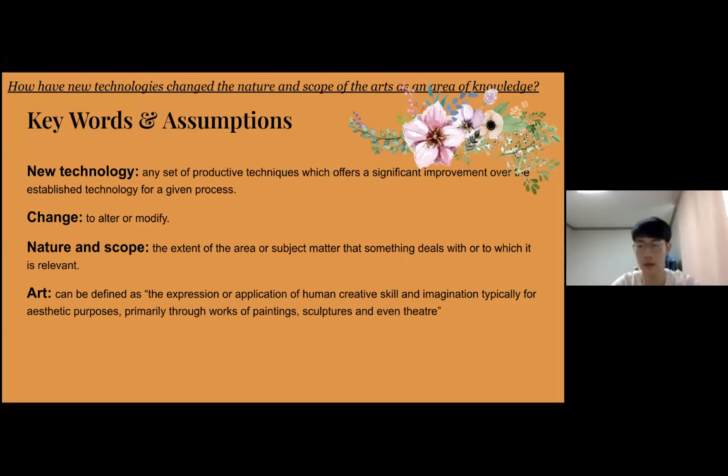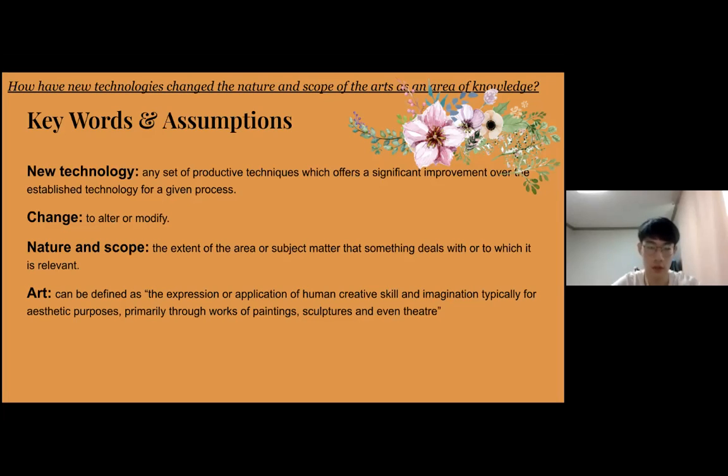Okay, so to answer the question, we have to first understand the question properly. So these are the keywords which we have gathered to better understand the question. New technology is any set of productive techniques which offers a significant improvement over the established technology for a given process. Instead of simply introduction of technology such as cameras, newer technologies such as AI and internet are used in the creation of art.